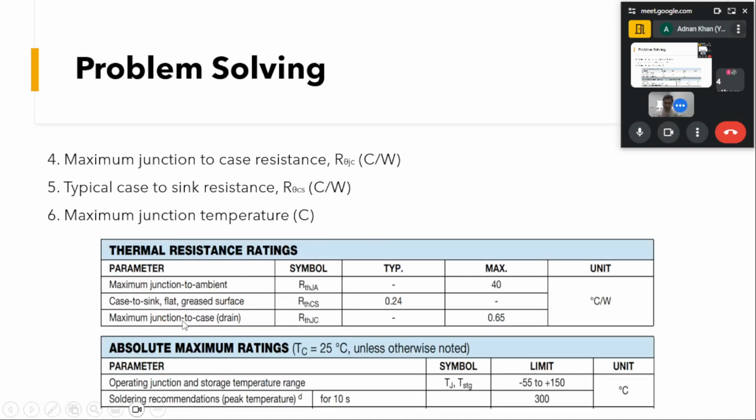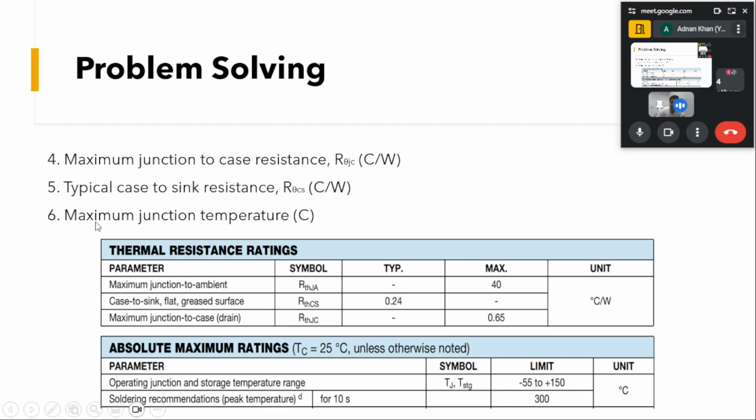If you can see here, the maximum junction to ambient. Here what we have to see is the maximum junction to case. Maximum junction to case is given as 0.65 degree Celsius per watt, and then the typical case to sink resistance. The case to sink is given for a flat greased surface, and for that the typical value is 0.24 degree centigrade per watt. So these are the answers to these questions.